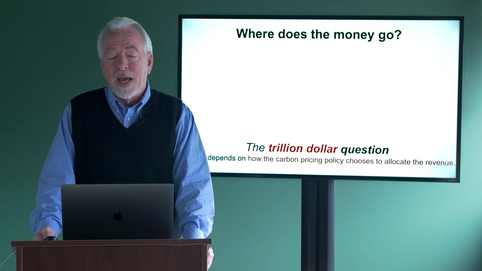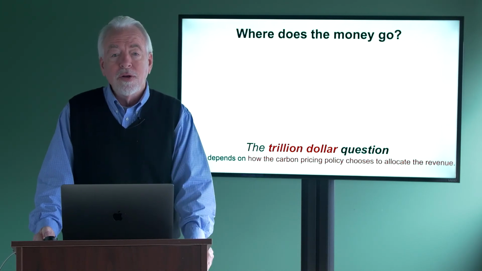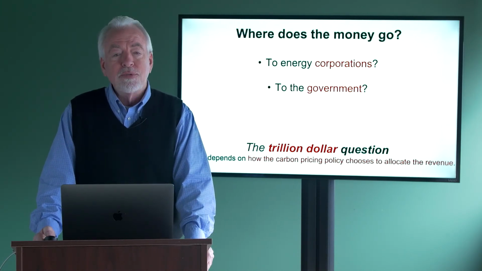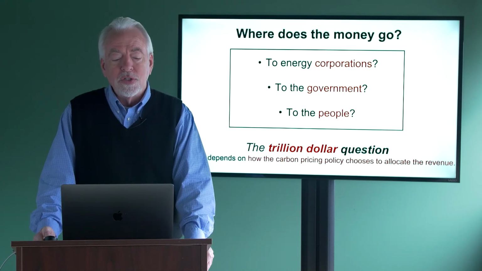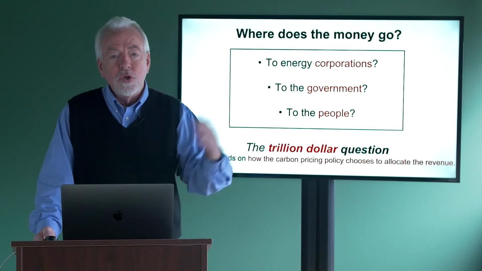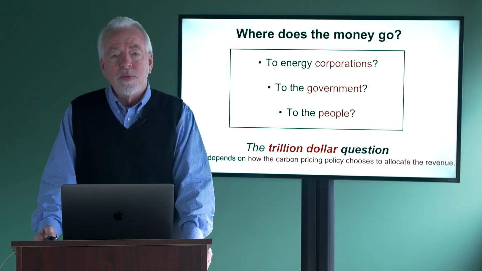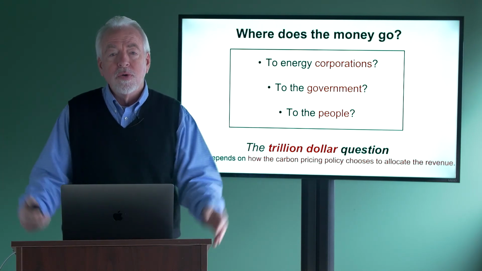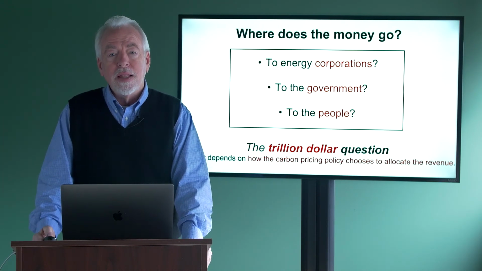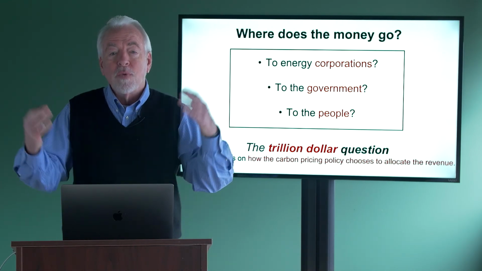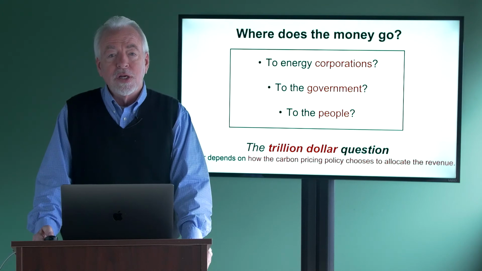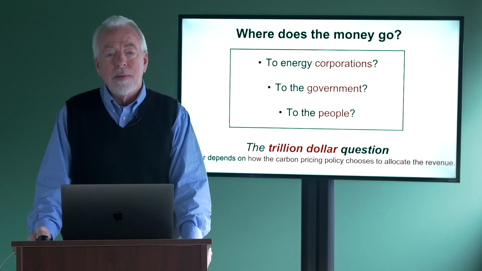But to preview that, there are 3 broad options. One is we can let the money go to energy companies. A second option is we can let it go to the government. And a third option is that we can return it to the people, to you and me, to ordinary folks, on the principle that we're the owners of the Earth's limited ability to absorb carbon emissions safely. And if we're going to charge for using that scarce resource, the money ought to come back to us.